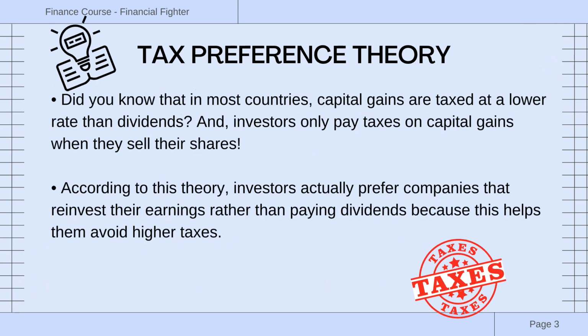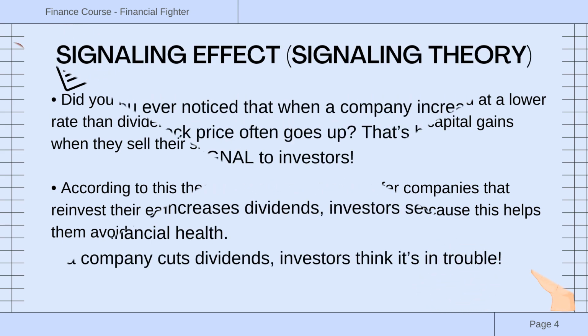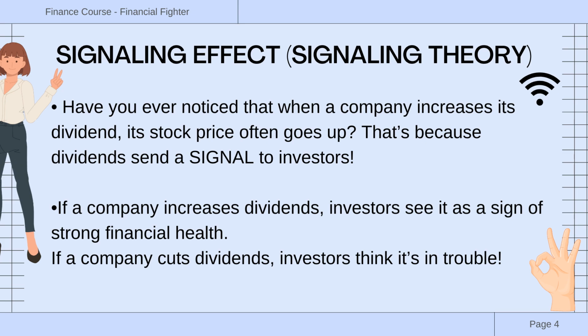Tax preference theory. Next, we have the tax preference theory. Did you know that in most countries, capital gains are taxed at a lower rate than dividends? And investors only pay taxes on capital gains when they sell their shares. So, according to this theory, investors actually prefer companies that reinvest their earnings rather than paying dividends because this helps them avoid higher taxes. This explains why some companies, like tech giants, don't pay dividends and instead focus on long-term growth.